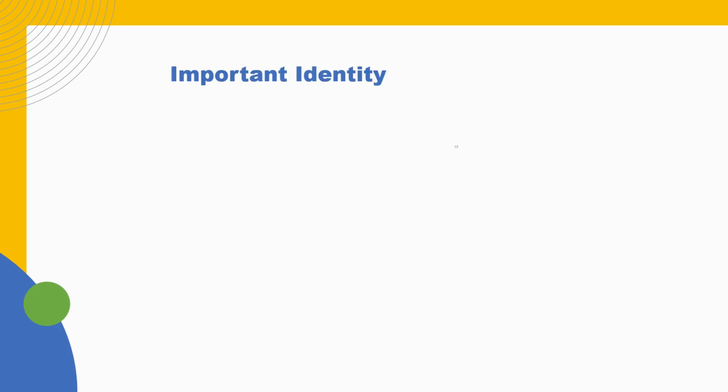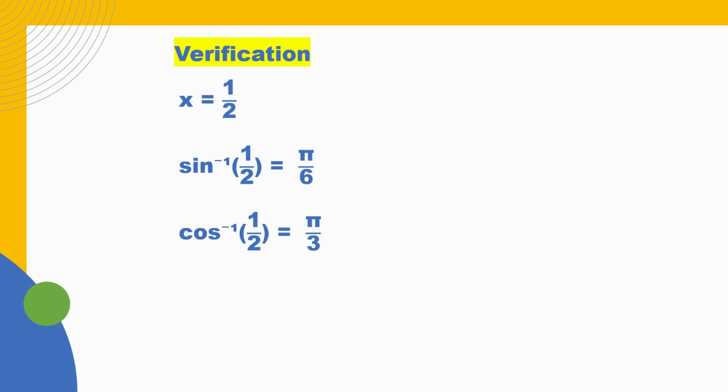Let's now meet one of the most beautiful identities in the chapter. Sine inverse x plus cos inverse x equals π/2. Instead of memorizing it blindly, let's verify it. Take x equals 1/2. Sine inverse 1/2 gives π/6. Cos inverse 1/2 gives π/3. Adding them gives π/2. The identity works perfectly, and you will use this identity extensively in later exercises.